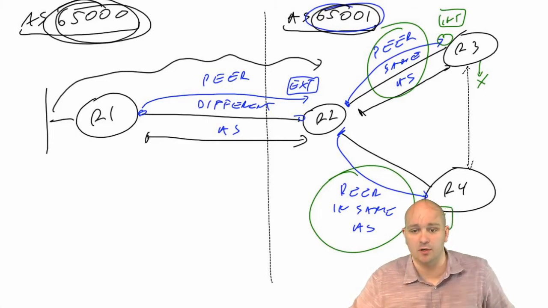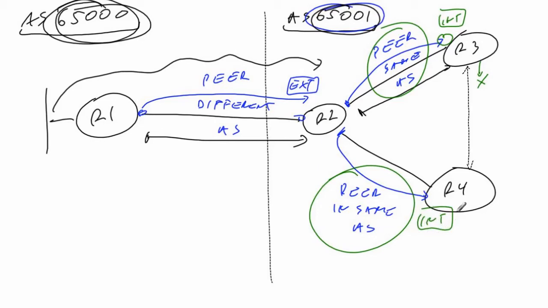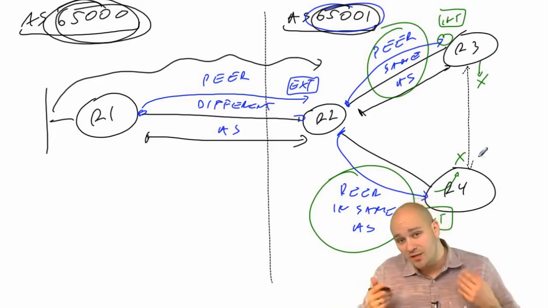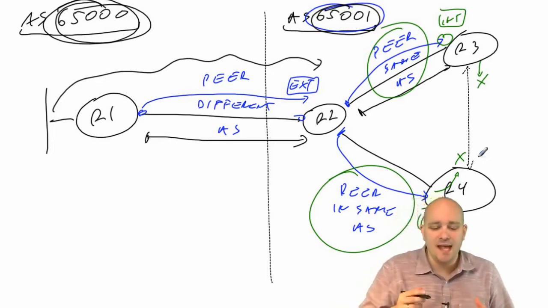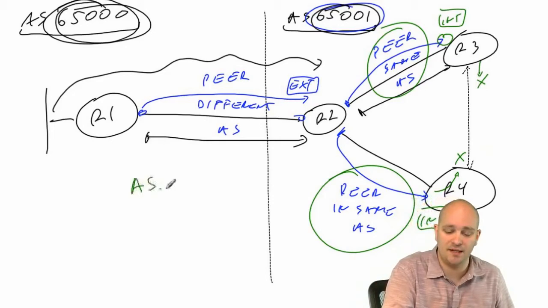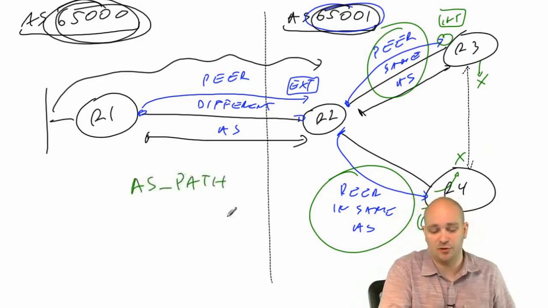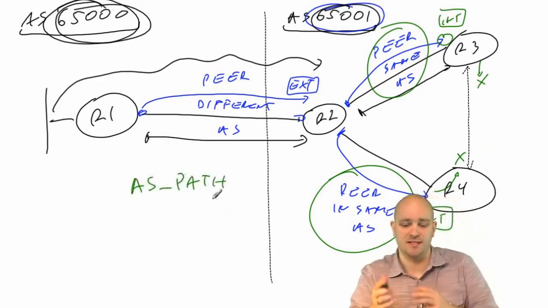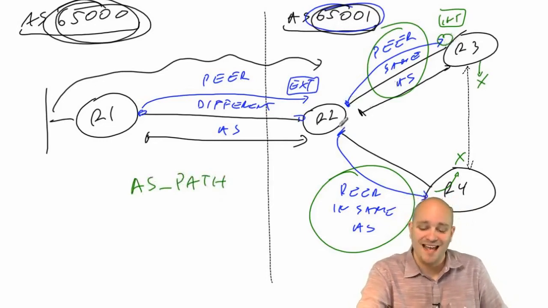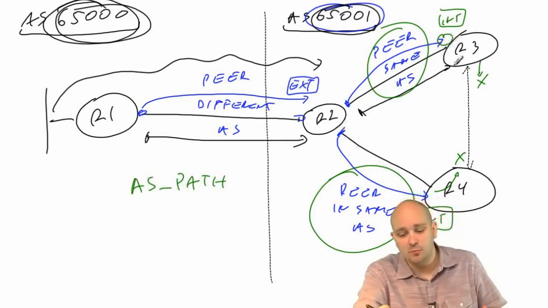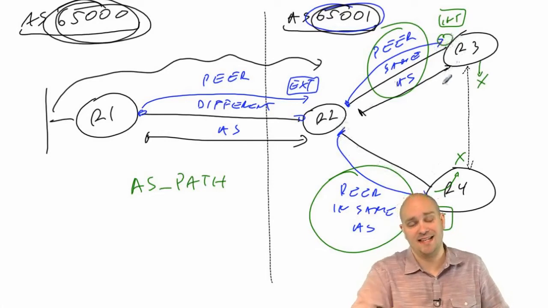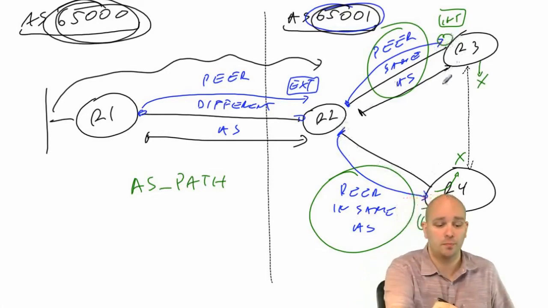Now let me disappear here for a second. So R4 learned the route from an internal peer, which means it will not advertise this route to another internal peer. There is a very, very good reason why this happens. And the reason why this happens is that the AS path attribute that is updated when the route is advertised between the autonomous systems is actually not modified inside the AS. And if it's not modified inside the AS, that means that it cannot be used for loop prevention.